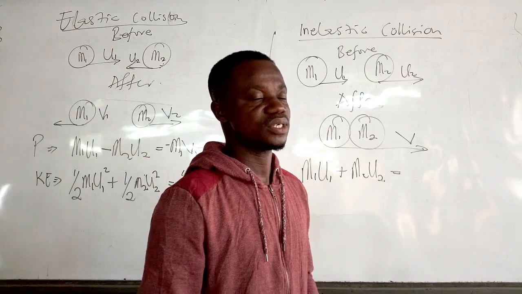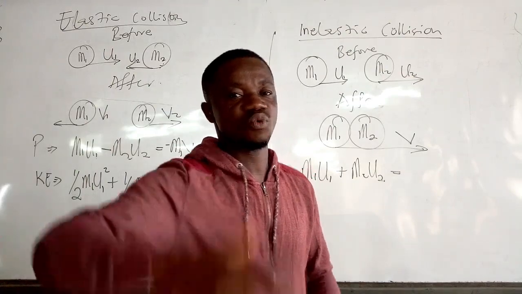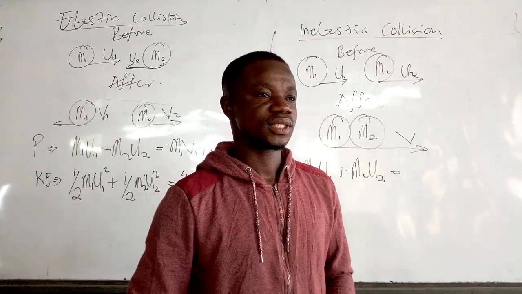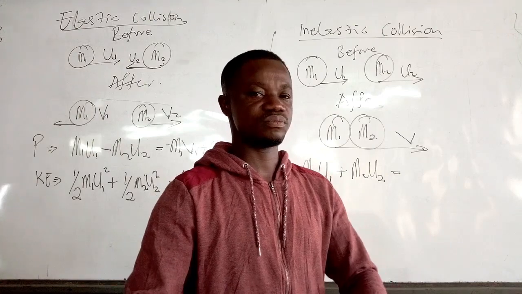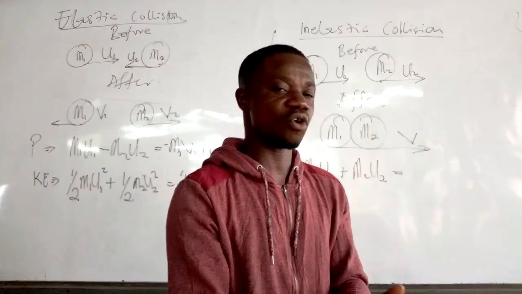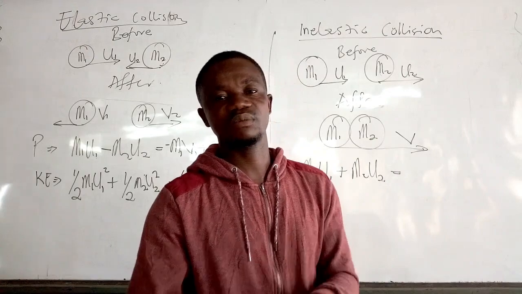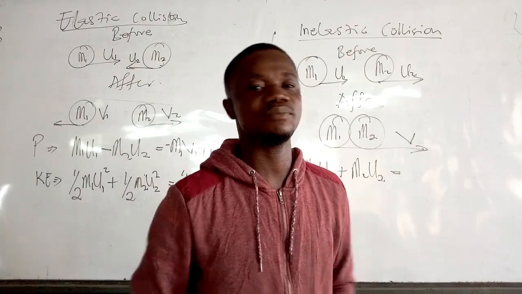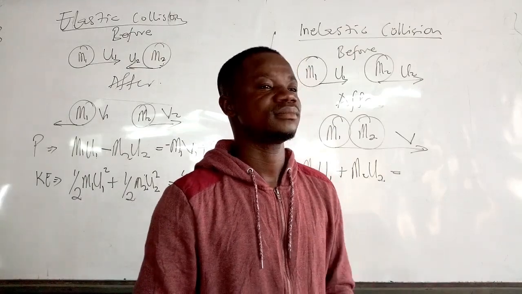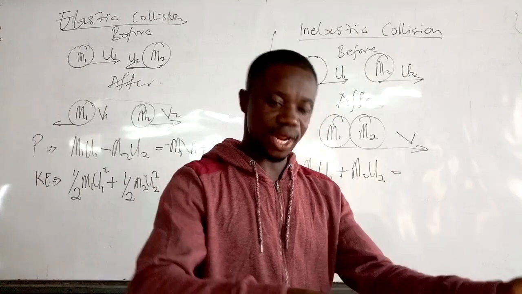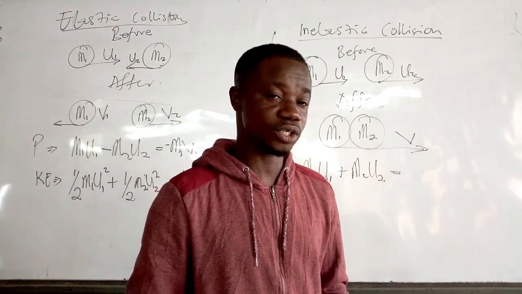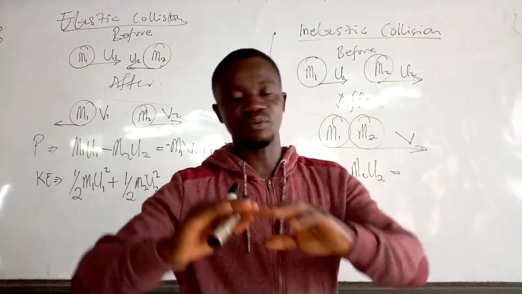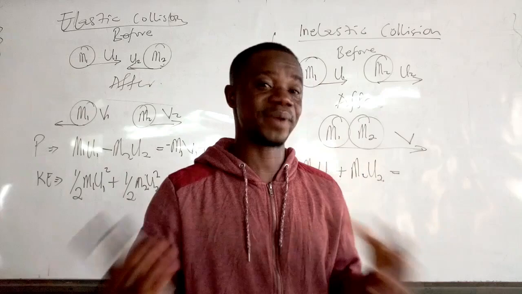Let me state it again for the purpose of those that have not watched the previous video. The principle of conservation of momentum states that the sum of momentums before collision is equal to the sum of momentums after collision, provided there is no external force acting on a system of colliding bodies. So when two bodies collide, whether head-on or any form of collision, their momentums before collision is equal to their momentums after collision. That is when we sum them algebraically.